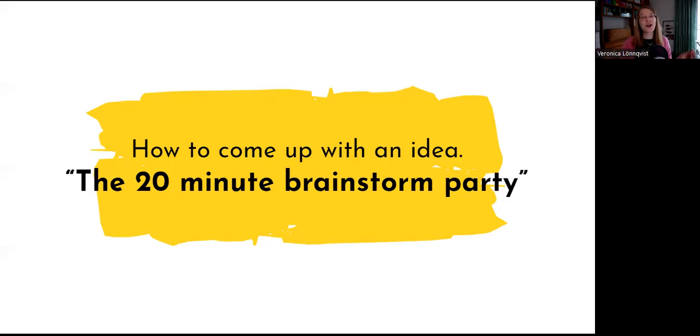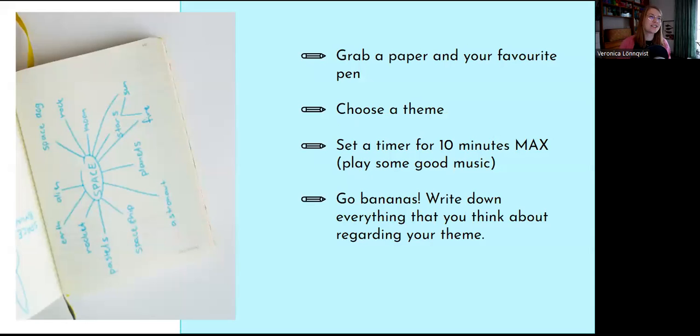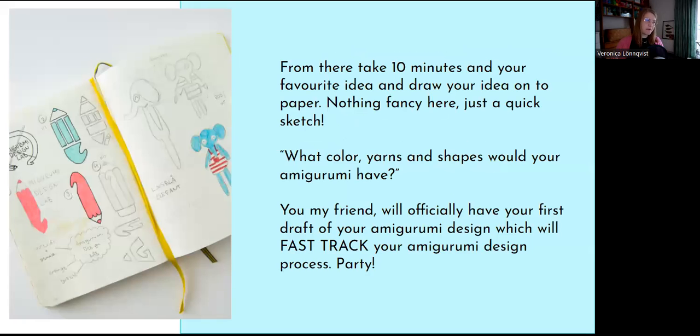So I'm going to start with introducing an exercise for you. This is a 20-minute brainstorm party. And this is how it goes. First, grab a paper and your favorite pen. Second, choose a theme. Thirdly, set a timer for 10 minutes max. Play some good music. Get vibing. Fourth, go bananas. Write down everything that you think about regarding this theme.